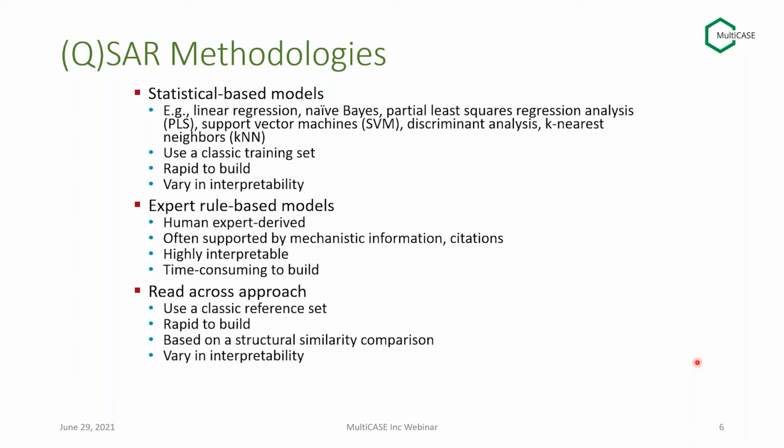That's the rule. This rule is encoded using special ways. Sometimes it's encoded in SMARTS code. Sometimes people are using different ways, but the rule is encoded and normally supported by mechanistic information, like a bulky group close to the aromatic amine, steric hindrance, that's it. It kills activity. And quite frequently it comes with citations. Of course, it's highly interpretable, but of course, it's also very time consuming to build.